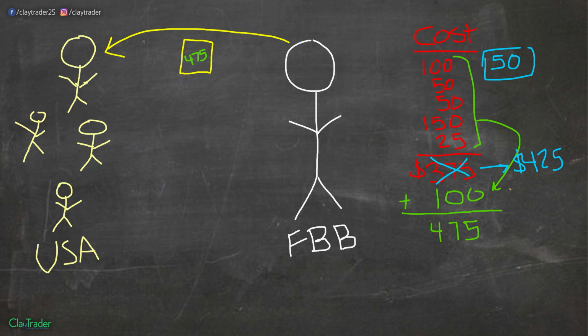Well, because nothing has changed, he still wants that $100. So he's just going to add the $100 onto my new cost. And what is that doing? Well, that's now got a cost of $525. So over here, it's no longer $475. It is now $525.